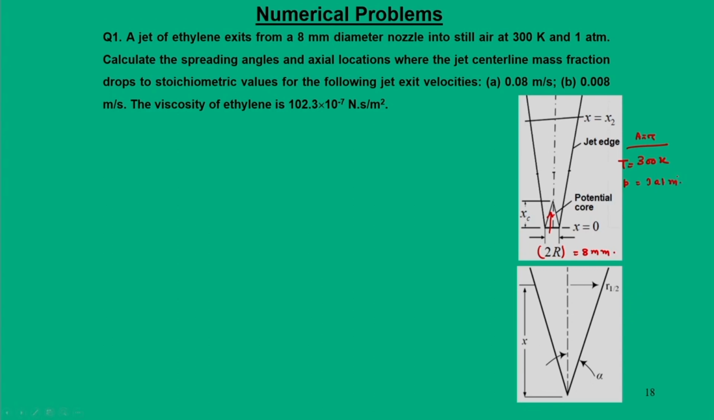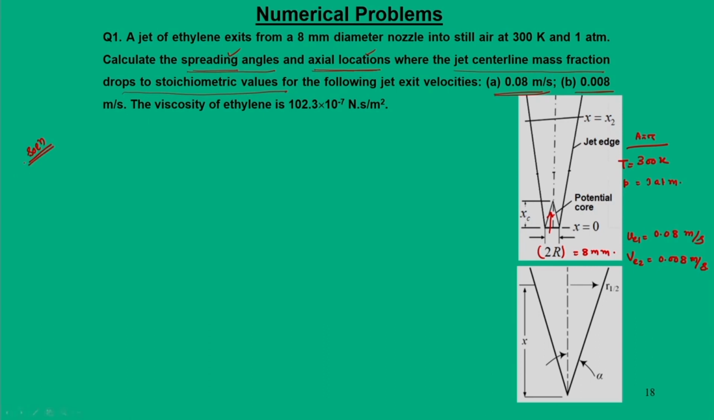Under these conditions, we need to find the spreading angle, and also the axial location at which the jet centerline mass fraction drops to the stoichiometric value. We need to find all these for two velocities: VE1 as 0.08 meter per second, and VE2 as 0.008 meter per second. For these two conditions, we need to find the jet spreading angle and axial locations. So, let us start the solution.